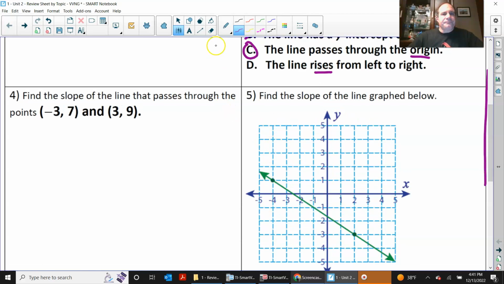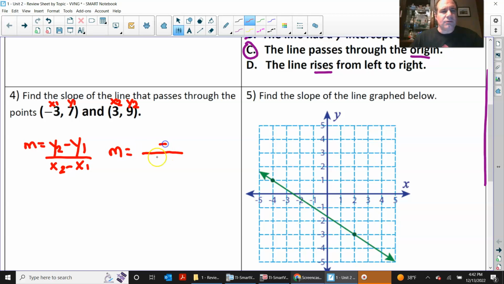Number 4, the slope of this line is x1, y1. Label first, x2, y2. M equals y2 minus y1 over x2 minus x1. Remember, when you have a graph, if you're finding the slope, rise over run works best. But if you have 2 points, 2 coordinates in a table or anything like this, you're just going to use the y2 minus y1 over x2 minus x1.